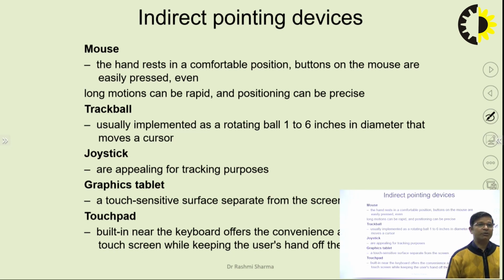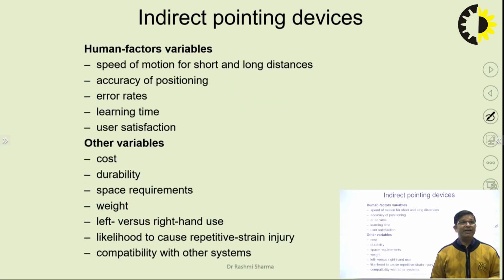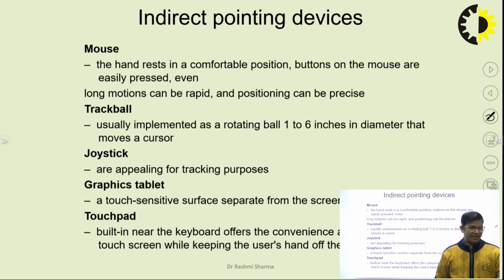The trackball is usually implemented as a rotating ball 1 to 6 inches in diameter that moves a cursor or moves the pages. Joystick: this is used in the gaming zone. Graphical tablet: a touch-sensitive surface separated from the screen. Touchpad: built in near the keyboard, it offers the convenience and precision of a touch screen while keeping the user's hand off the display surface. These are indirect pointing devices.